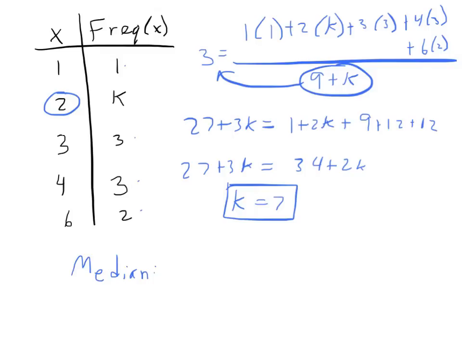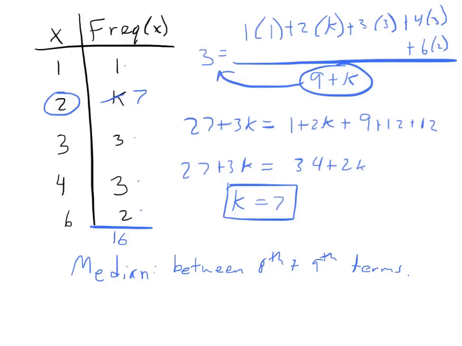Alright, so the important thing to recognize here is how many total terms are there, right? If we add up all these things, especially now that we know this is 7, there are 16 total terms, right? So if we have an even number of terms, remember the median is supposed to be sort of halfway in between the 2 middle terms, so the median will be between the 8th and 9th terms.